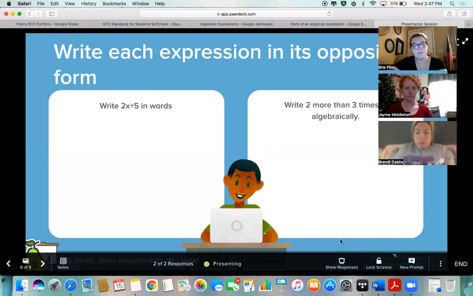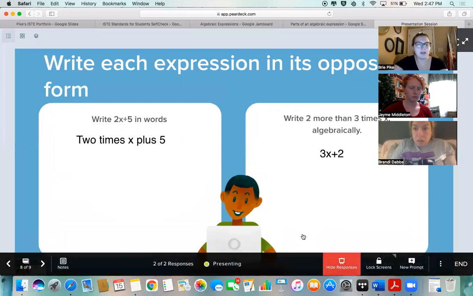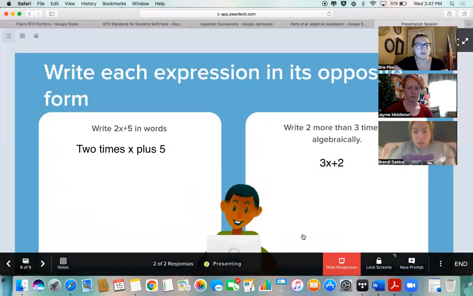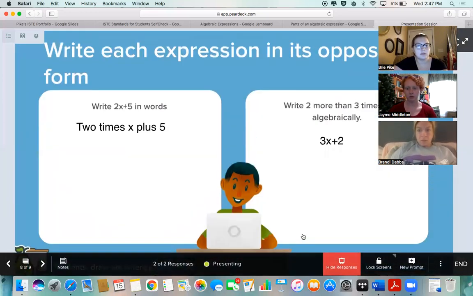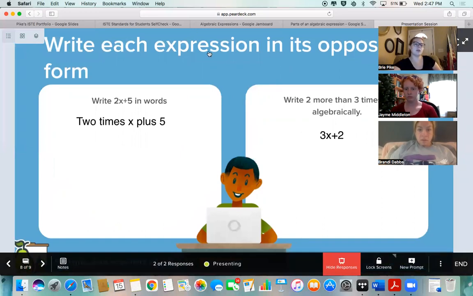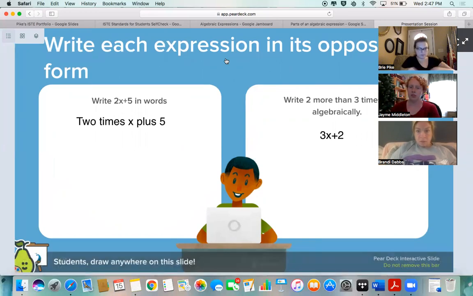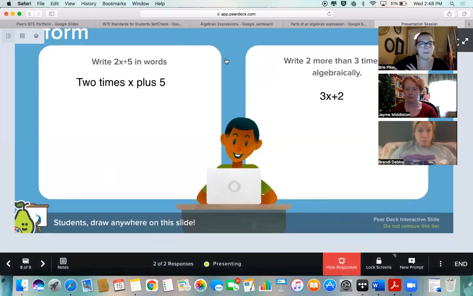Okay, are we ready? Jamie, which one's yours? Top one. Can you share with us the first one? How did you write 2x plus 5 in words? I just did it kind of simple. I just did 2 times x plus 5. Okay, good job.